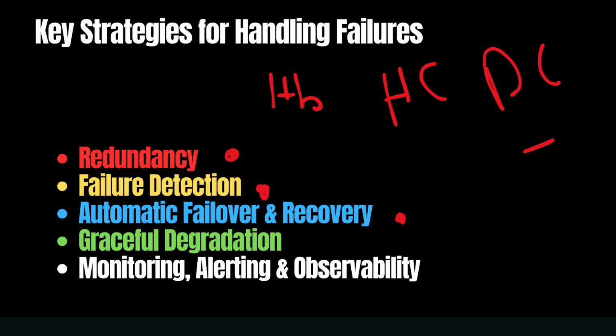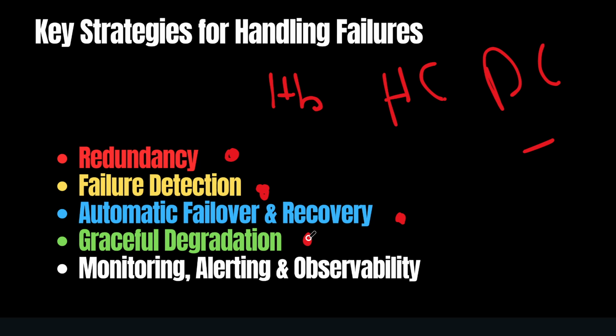Third, orchestration systems automatically restart crashed containers or schedule them on healthy nodes. Lastly, we have DNS failover, reconfiguring DNS records to point traffic to a healthy data center in a disaster. The benefit of that is it minimizes downtime and ensures continuous service availability.